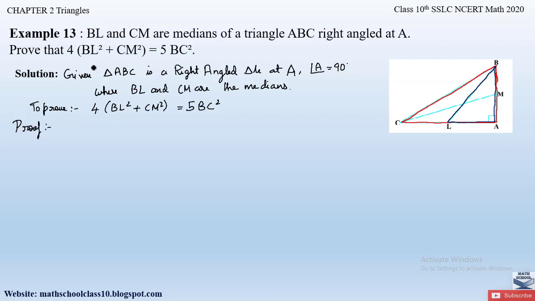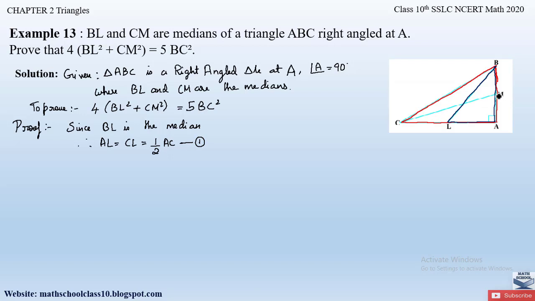Now let us take the hint from what is given here. Since they have given us that BL and CM are the medians, this median BL divides the side AC into two equal halves. Since BL is the median, we can say that AL is equal to CL and that is half of AC. So let this be equation 1.